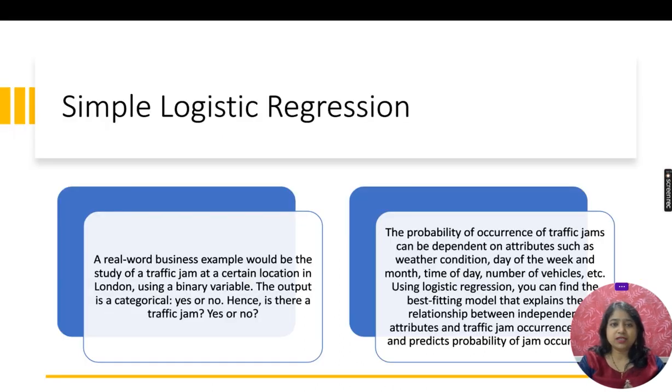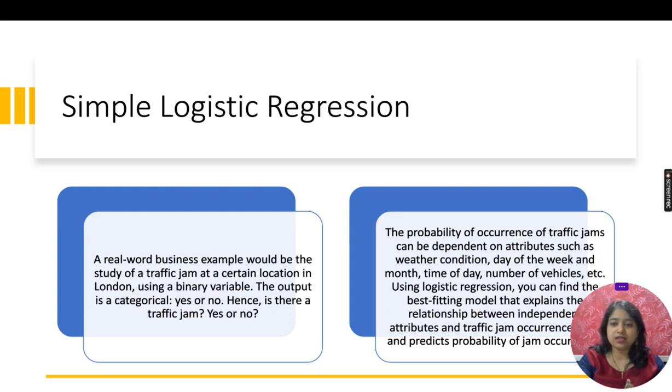So simple logistic regression, a real-world business example would be the study of traffic jam at a certain location in London using the binary variable. The output is a categorical yes or no. Hence we can say whether there is a traffic jam or not. The probability of occurrence of a traffic jam can depend on attributes such as the weather condition, day of the week, the month, time of day, number of vehicles, etc.